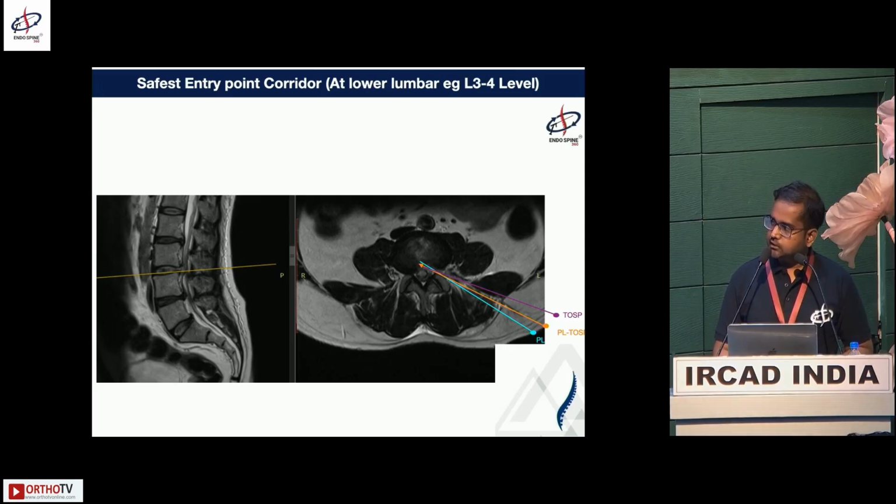You can see here another entry point is the PL TOSP. That is the midpoint of PL and TOSP entry. So this we have to remember. So these are the 4 entry points, and this is the safe corridor in which we usually work, the PL to TOSP corridor.